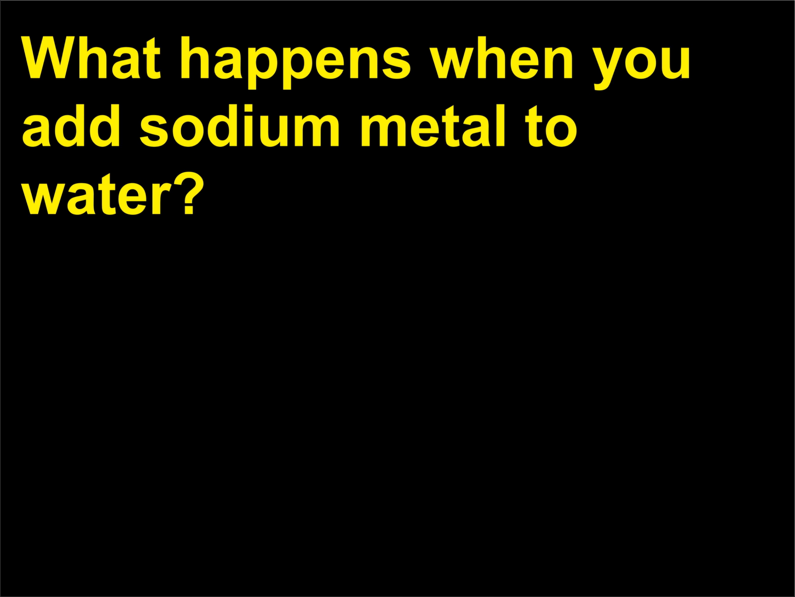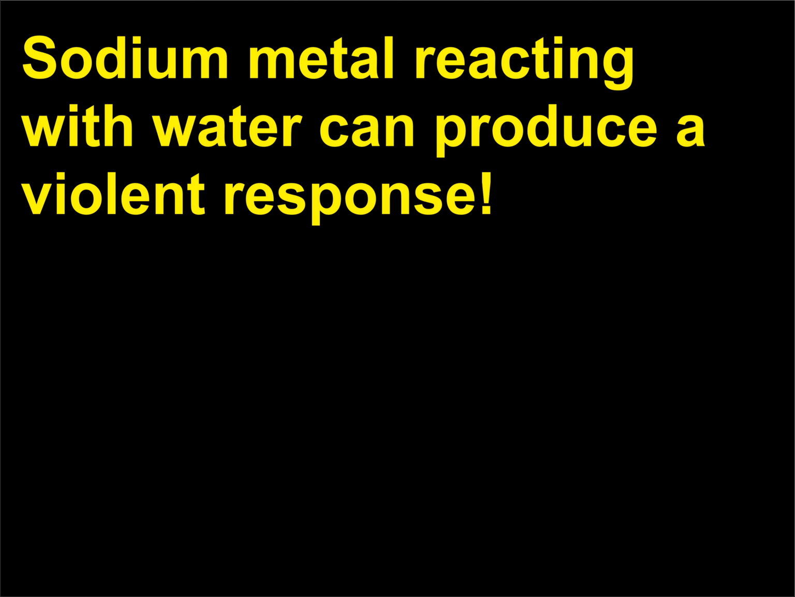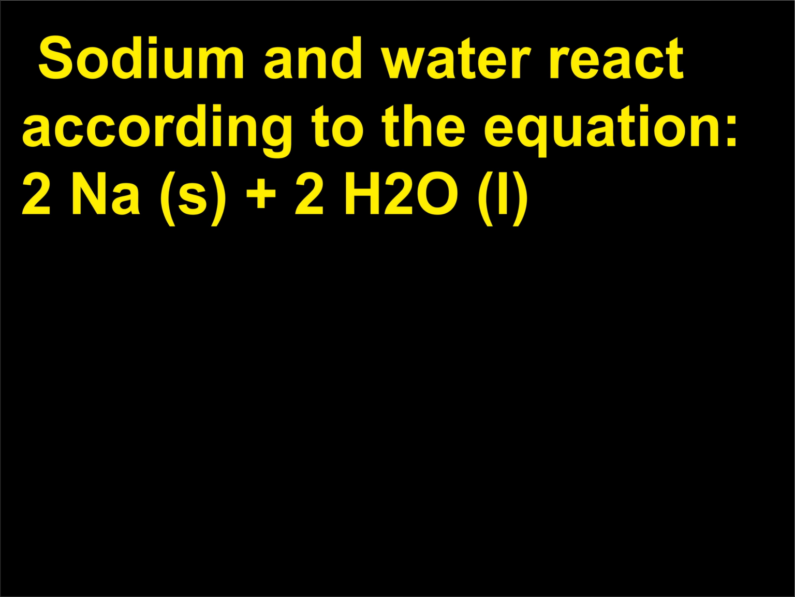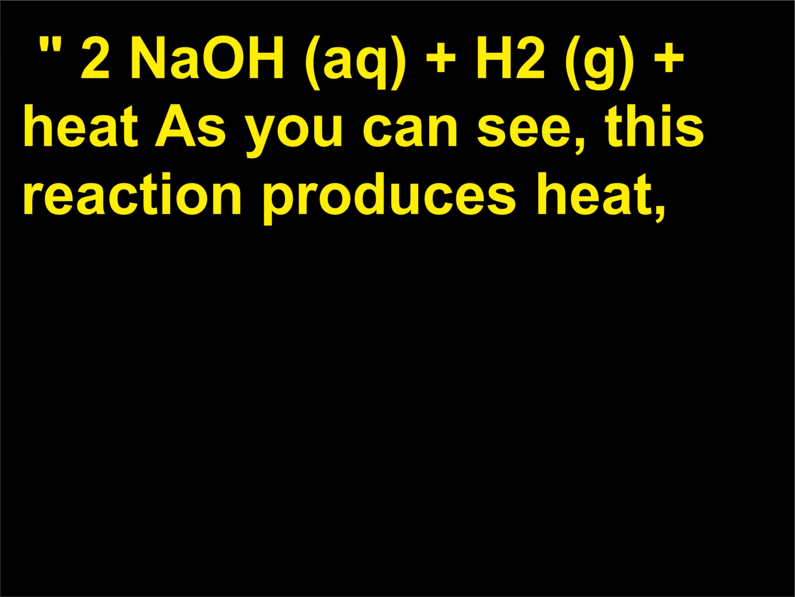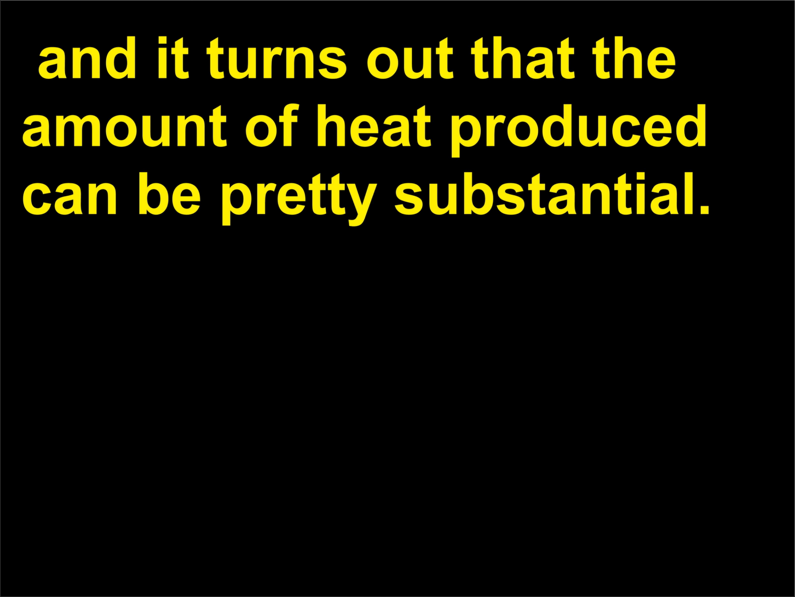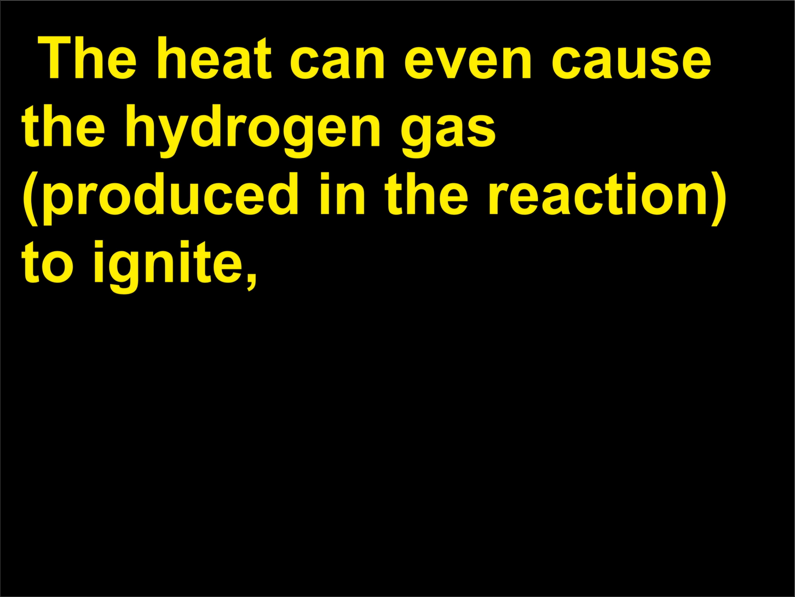What happens when you add sodium metal to water? Sodium metal reacting with water can produce a violent response. Sodium and water react according to the equation 2Na(s) + 2H2O(l) → 2NaOH(aq) + H2(g) + heat. As you can see, this reaction produces heat. And it turns out that the amount of heat produced can be pretty substantial. The heat can even cause the hydrogen gas, produced in the reaction, to ignite.